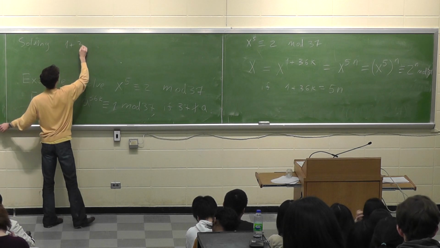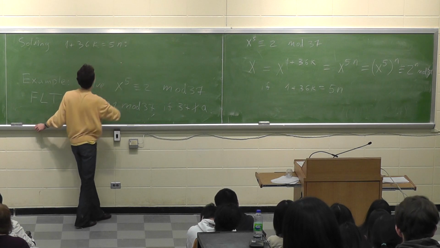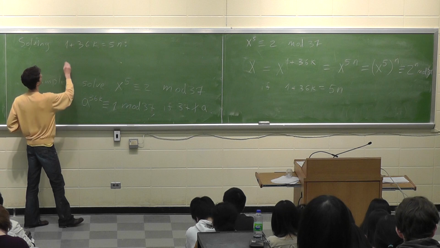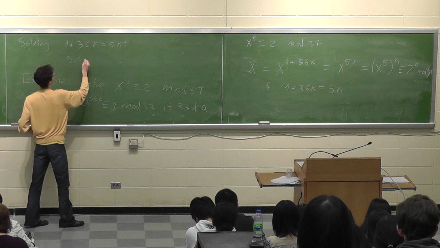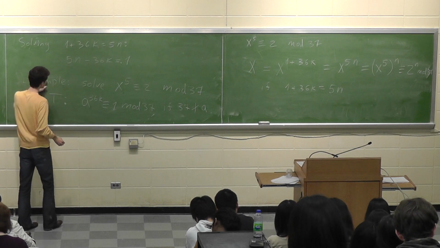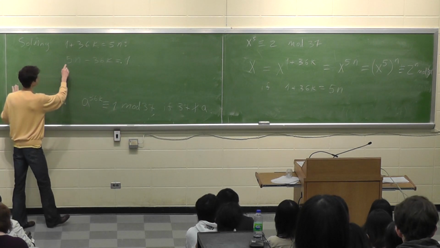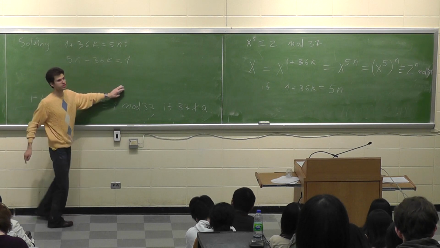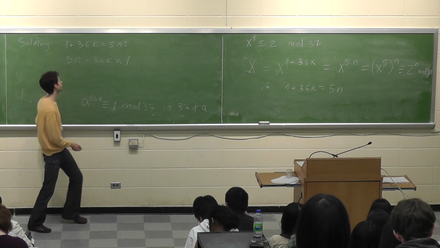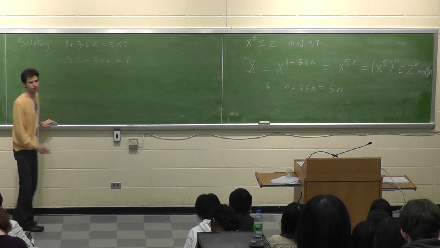1 plus 36k is 5m. We'll just rewrite this in the following way. It's 5m minus 36k equal to 1. We know that this equation is solvable because the GCD of 5 and 36 is exactly 1. So we know that this is a solvable equation. How to solve it? Well, Euclid's algorithm.